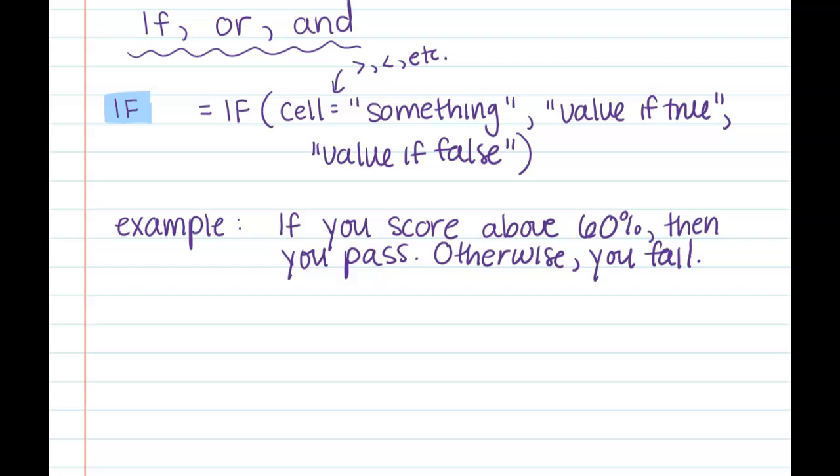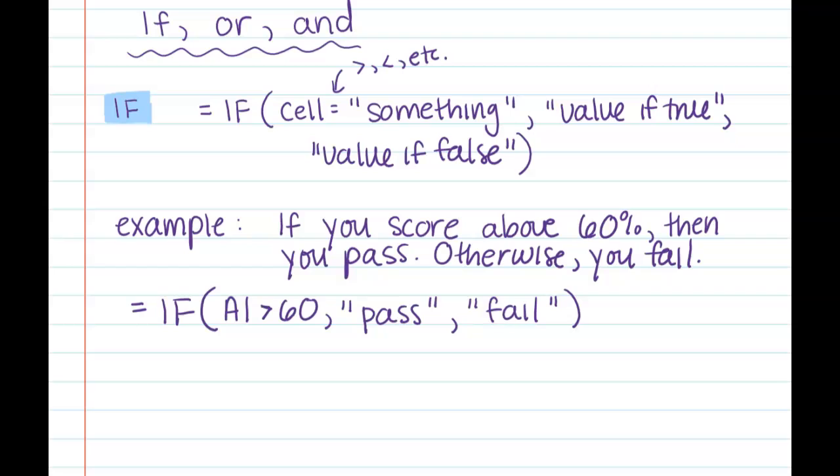As far as an equation, we'll do equals if, parenthesis, and we'll put really any cell you choose. Let's say it's A1. So if A1 is greater than 60, comma, then you put in what happens if that's true. That would be pass. Comma, what happens if it's not true? You fail. Okay, I'll show you that in a spreadsheet in a little bit, but I want to talk about this and take notes on it first.